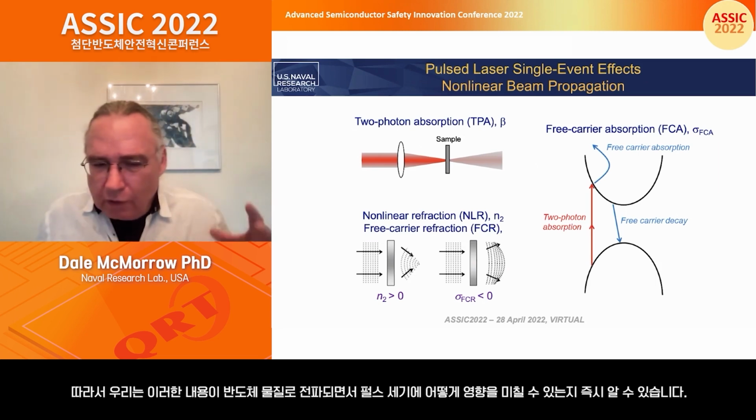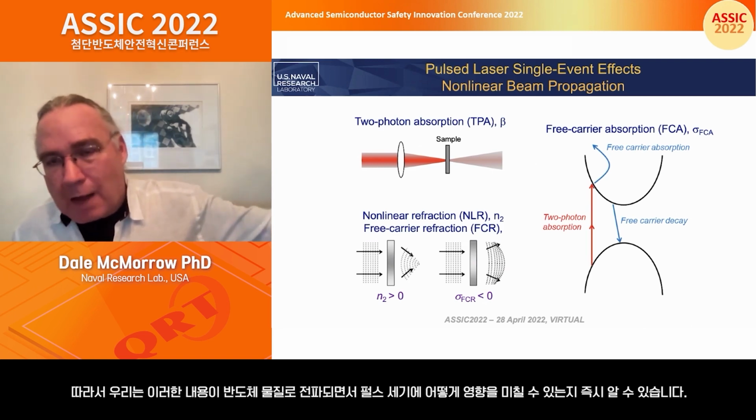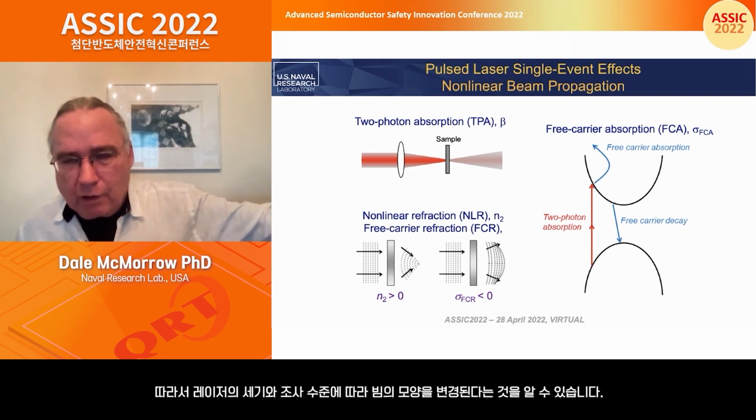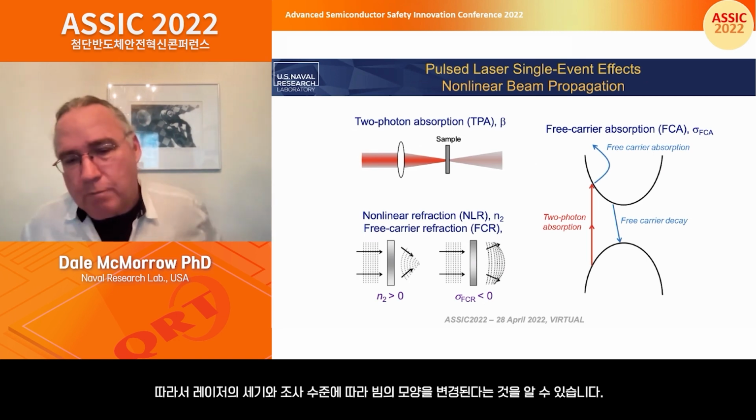And so you can see immediately how these can affect an intense optical pulse as it's propagating through a semiconductor material. If you get into the intensity levels, the irradiance levels where these effects start kicking in, they're going to change the shape of your beam.